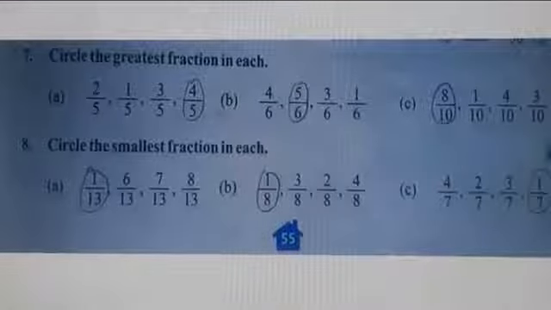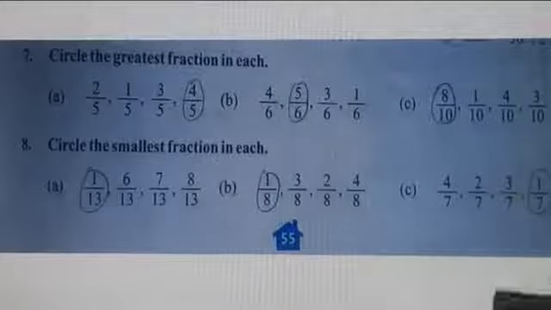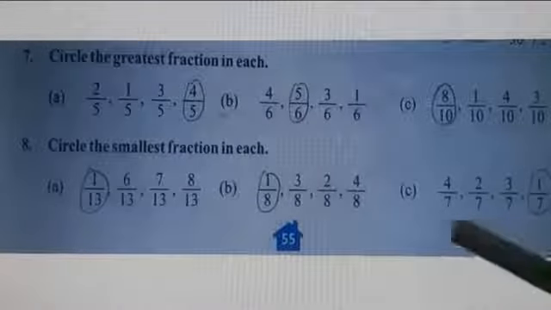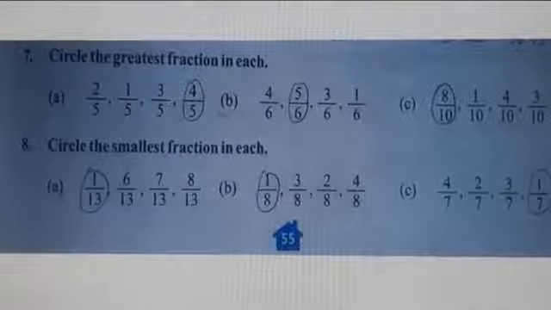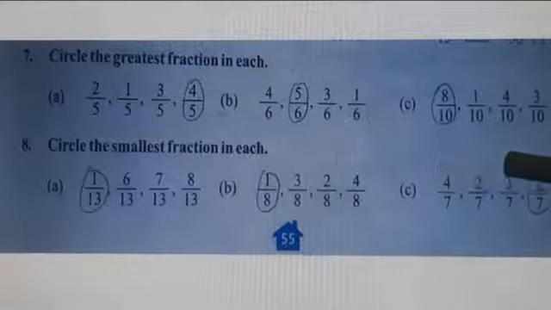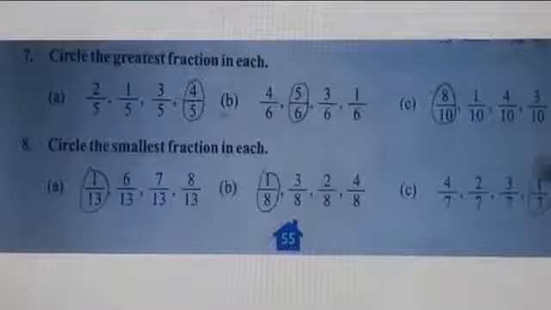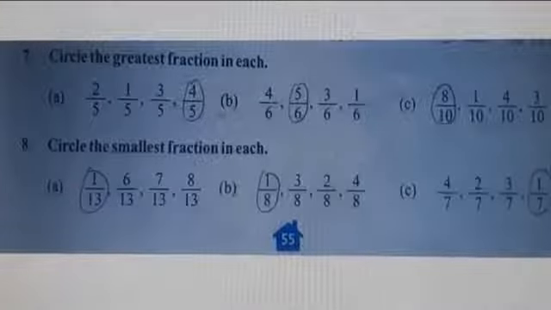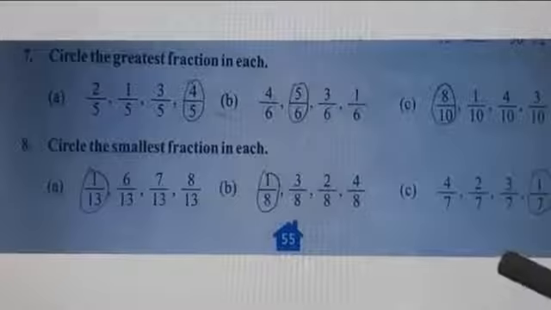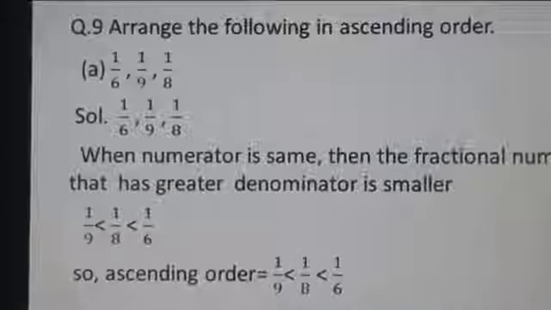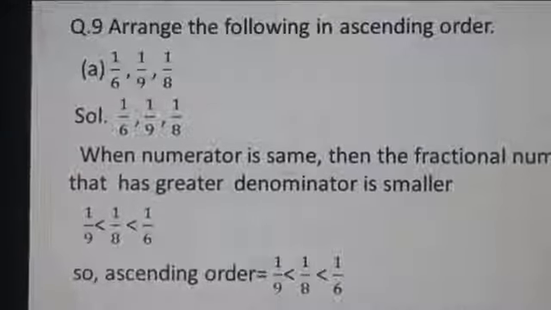C part. 4 upon 7, 2 upon 7, 3 upon 7, 1 upon 7. Denominators are same. These are like fractions. So we will check numerators. 4, 2, 3 and 1. The smaller numerator is 1. So the smallest fraction is 1 upon 7. Clear? Now before starting our next question, question number 9.